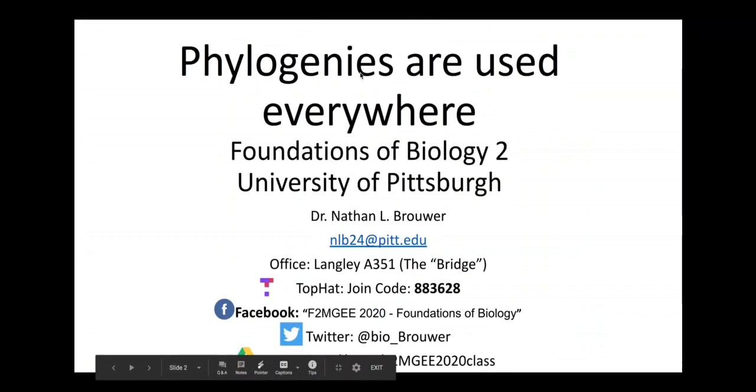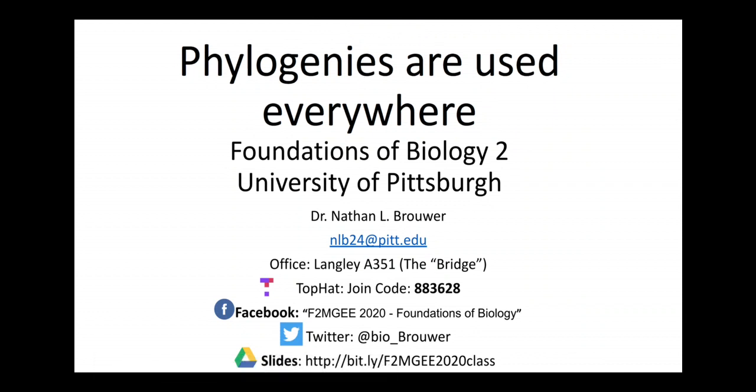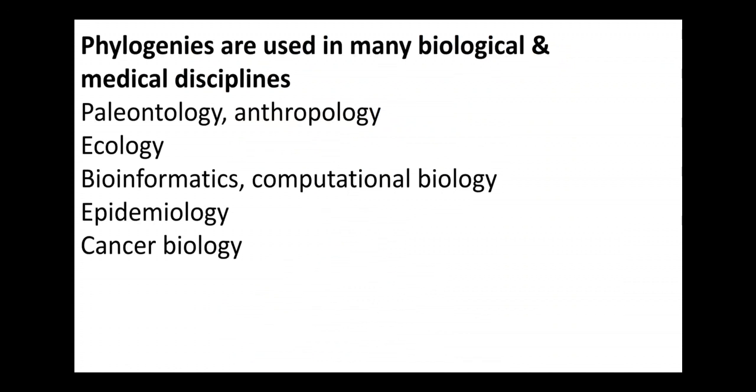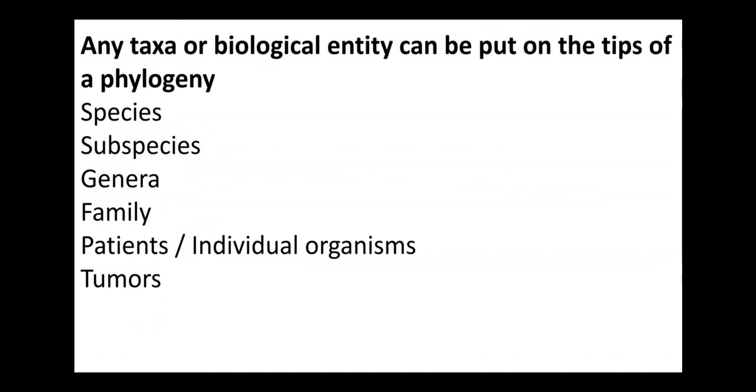In this brief movie, I want to talk about how phylogenies can be used for many different things and how they can show up everywhere within biological literature. Phylogenies are used in lots of different biological and medical disciplines, most commonly ecology, evolutionary biology, but also paleontology and anthropology, but also they frequently show up in bioinformatics, computational biology, also epidemiology, and even cancer biology.